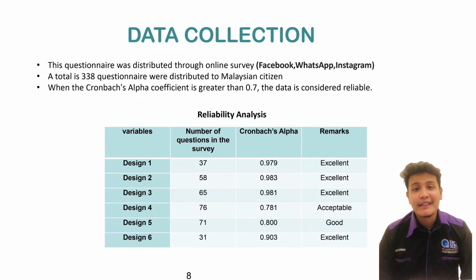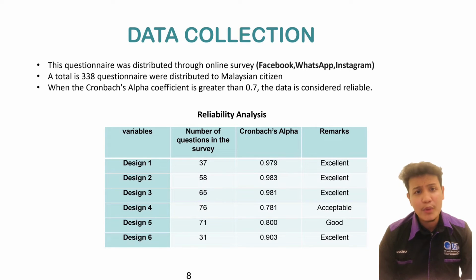Data collection. The questionnaire was distributed through online surveys, which are Facebook, WhatsApp and Instagram, and a total of 338 questionnaires were distributed to Malaysian citizens. Okay, this is the data reliability test.